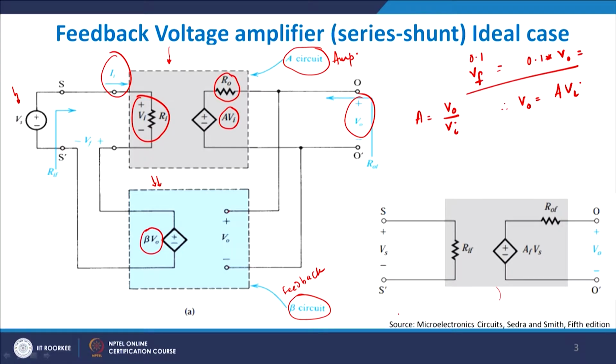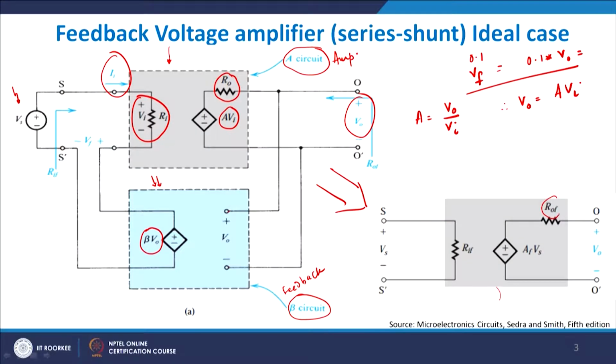So, we can therefore converge it into this form, where I have a source voltage which terminates onto RIF, which is basically my input resistance with feedback. I have an output resistance with feedback, ROF, where the F suffix means feedback, and my voltage gain is given as AF times Vs, and my output voltage will be given by V0 here.